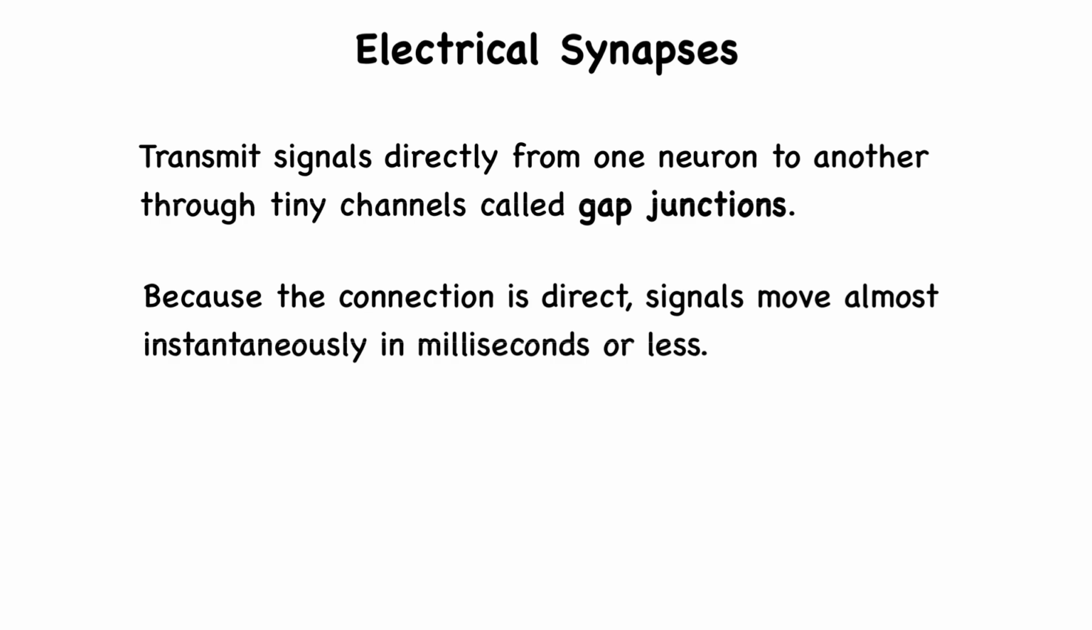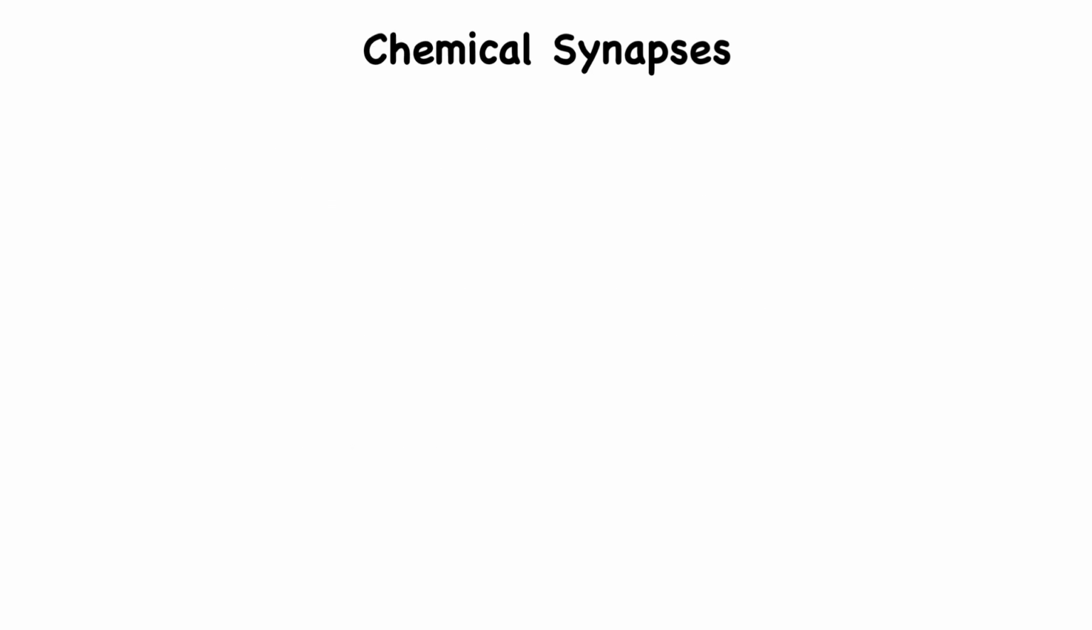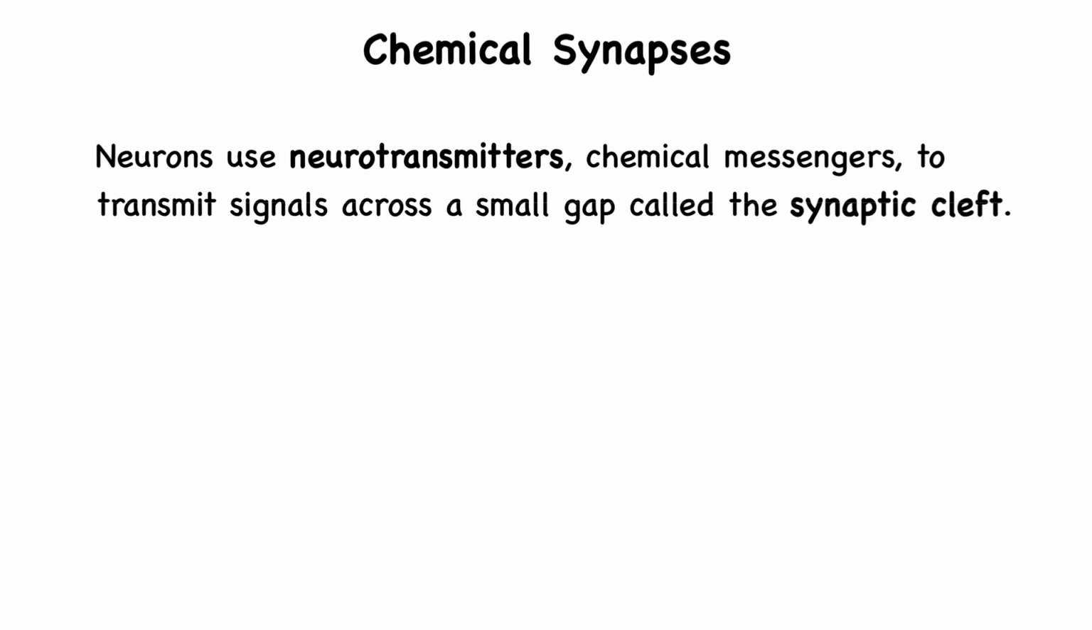This lightning-fast communication is perfect for situations where speed and synchronized activity matter, like reflexes, rhythmic breathing, and certain brain circuits. However, electrical synapses are less flexible because the message is essentially copied exactly from one cell to the next, leaving little room for modulation or fine-tuning. Most communication in the nervous system happens at chemical synapses, where neurons use neurotransmitters, those chemical messengers, to transmit signals across a gap called the synaptic cleft.